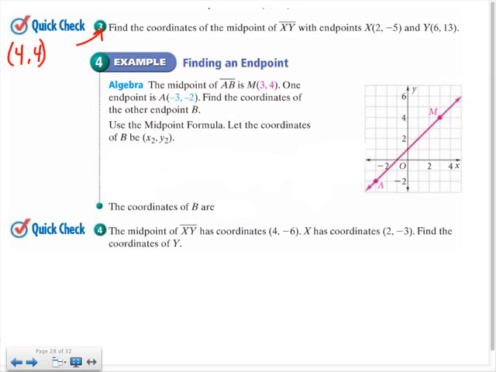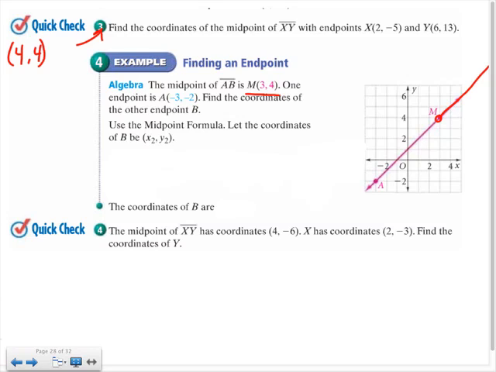Let's try example 4 together. This one's a little bit more challenging. In this example, we're actually given the midpoint of line segment AB. We're told that M is that midpoint, which means that point B is somewhere off this graph. It's actually farther off over here. So far off we can't even see it. And then we're asked to find the coordinates of that other endpoint, point B.